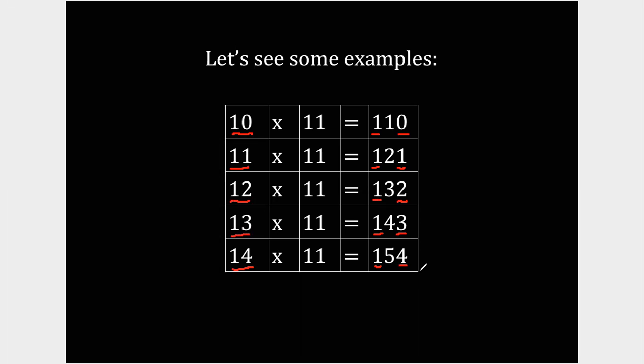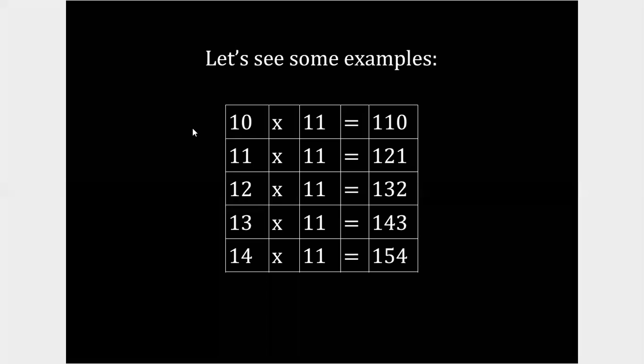What about the middle digit? If you notice, in each case you have the sum of the two digits: 1 plus 1, 1 plus 2, 1 plus 3, 1 plus 4. So when you take the sum of the two digits in the two-digit number, that becomes the middle digit. And it's as simple as that. So let's take a look at some examples. Well, those are some examples.